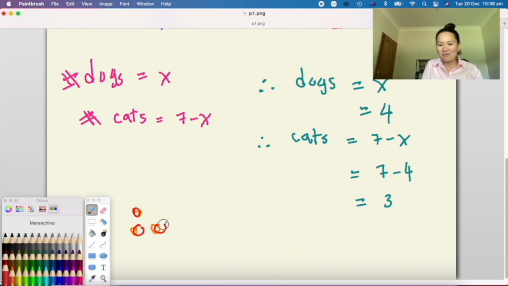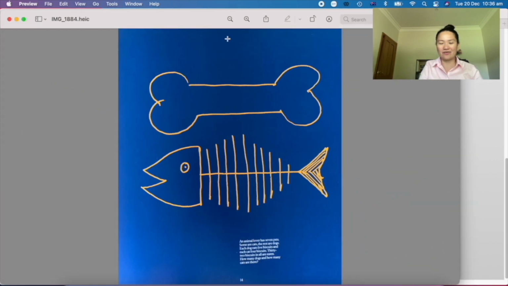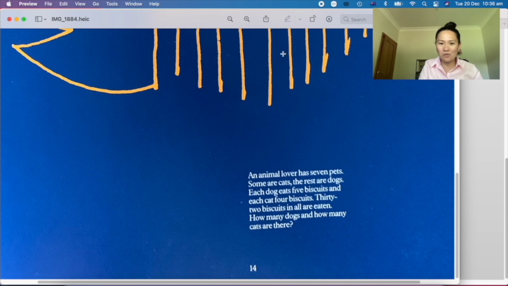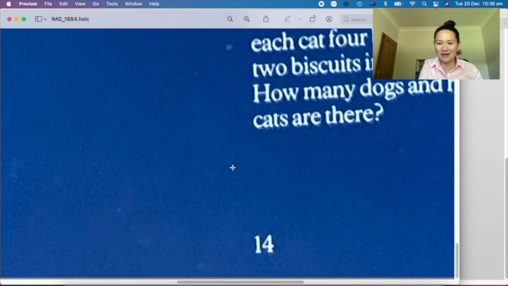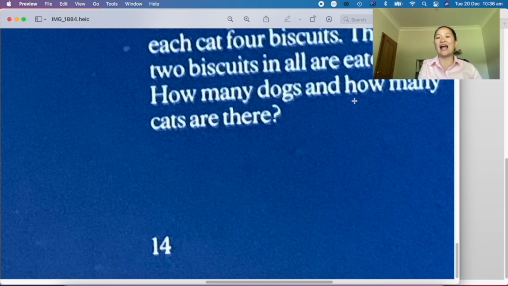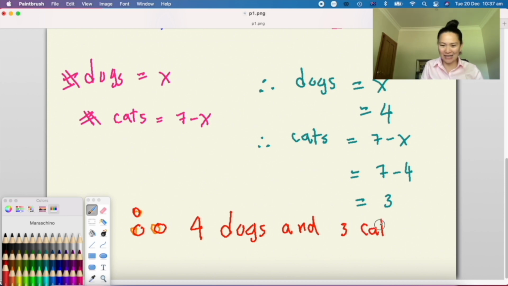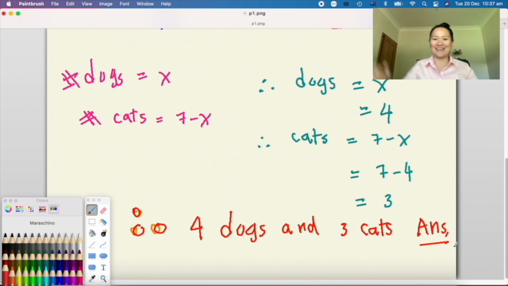You want to come back to our question again. Here, what do they want you to find out? They want you to find out how many dogs and how many cats there are. So what do we have here? We have 4 dogs and 3 cats, and that's it. This one is your answer.